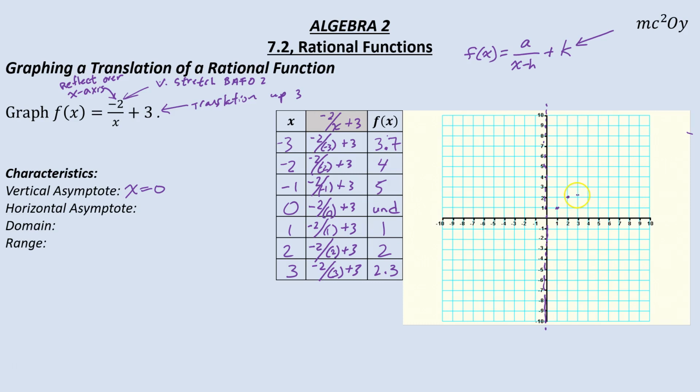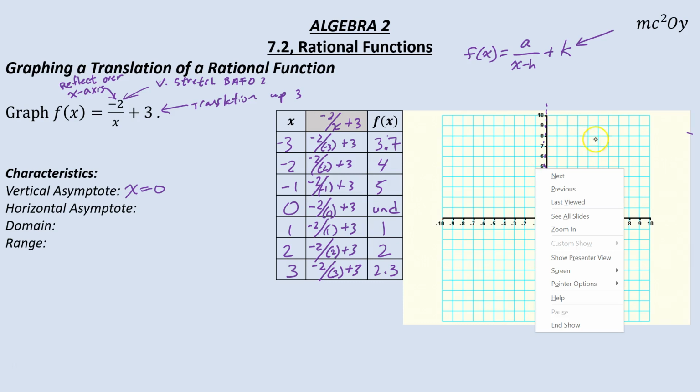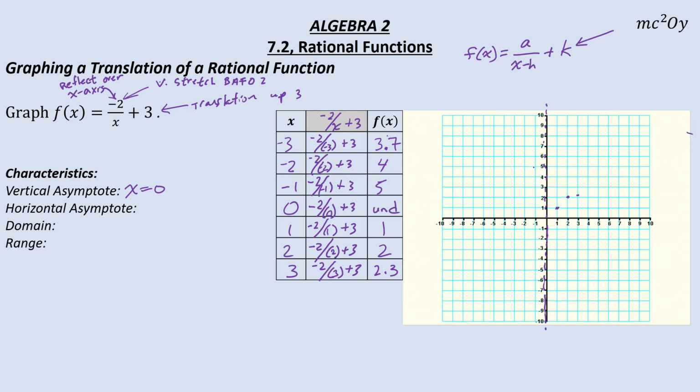All right, and then plotting our points for the next one: -1, 5. Oh boy, my pen's giving me a hard time here. Okay. And -2, 4, I think I've got it working good there. And -3 and 3.7. All right.